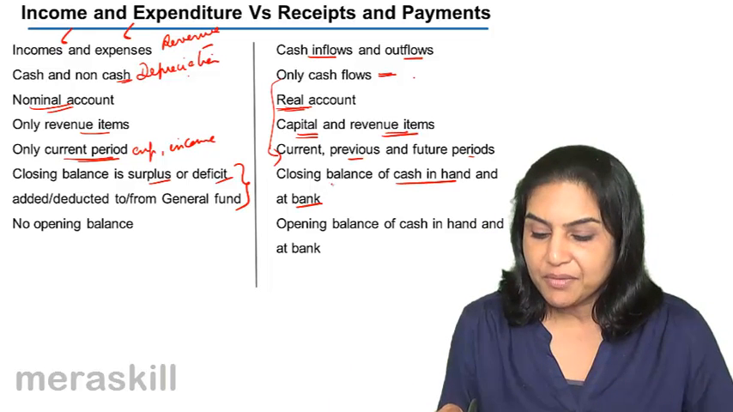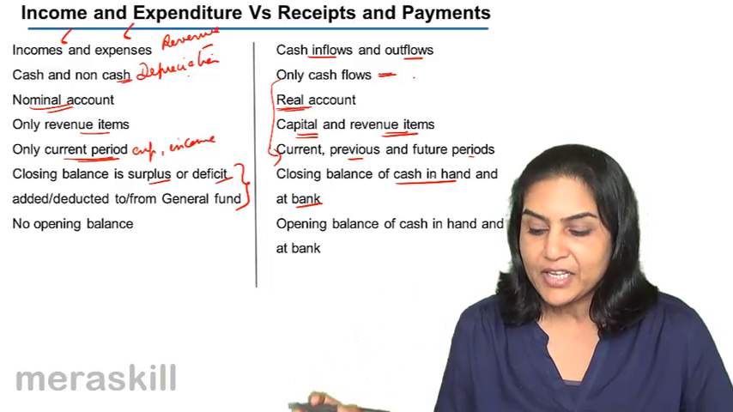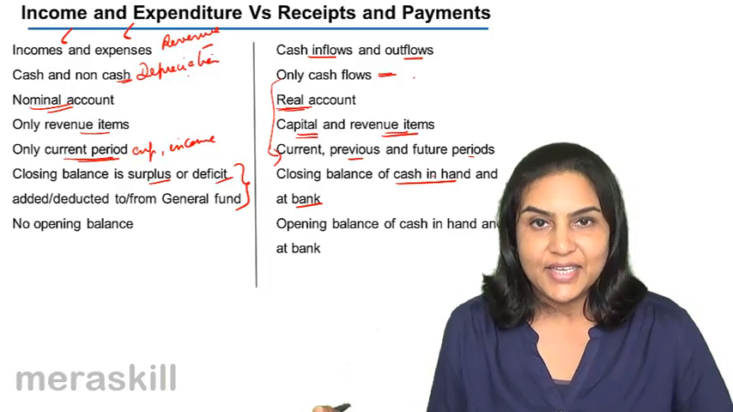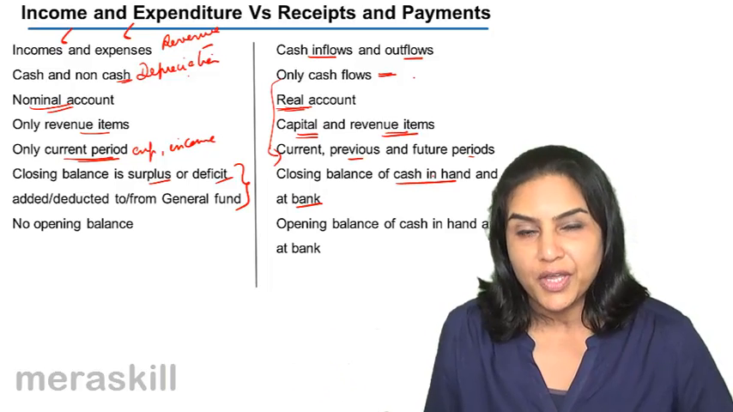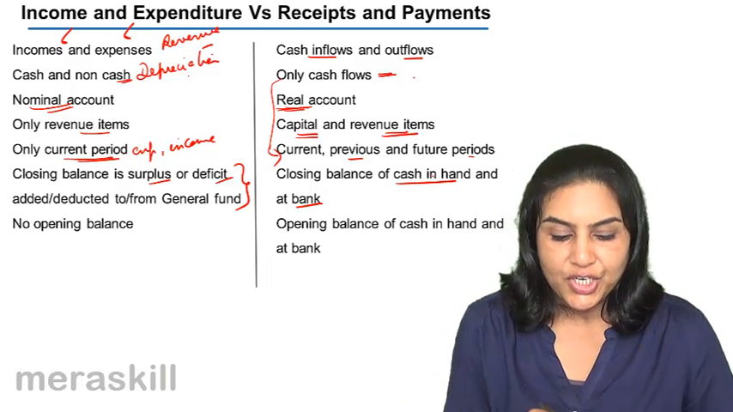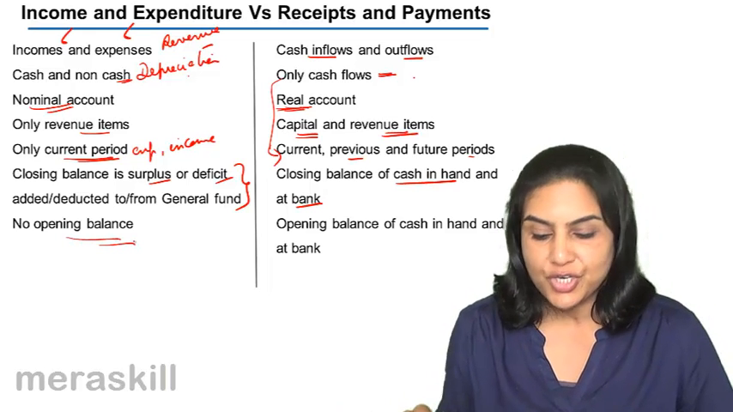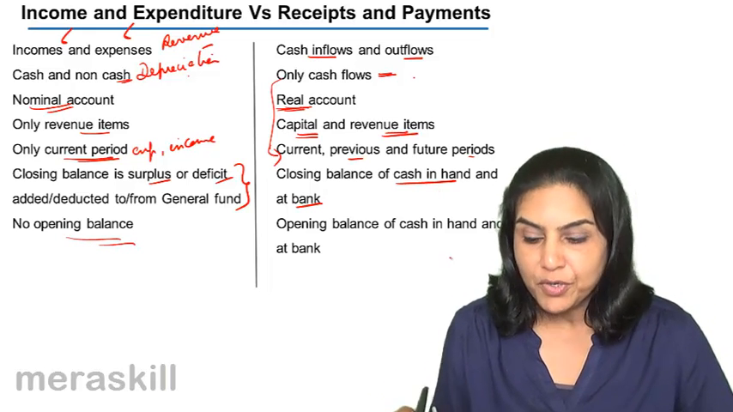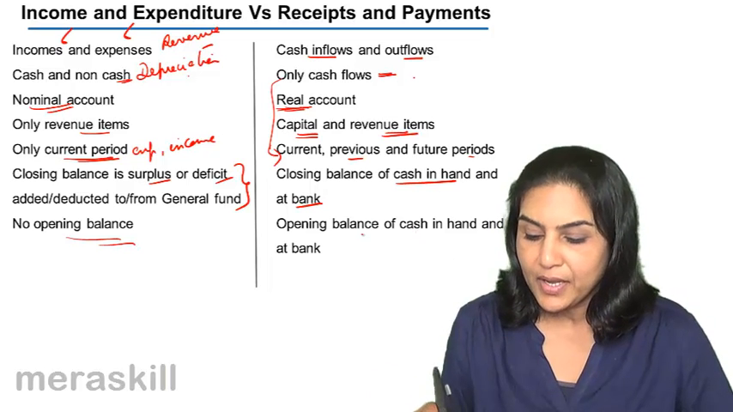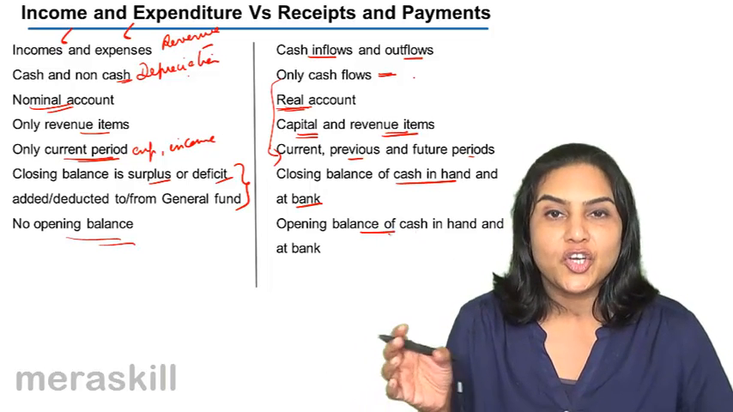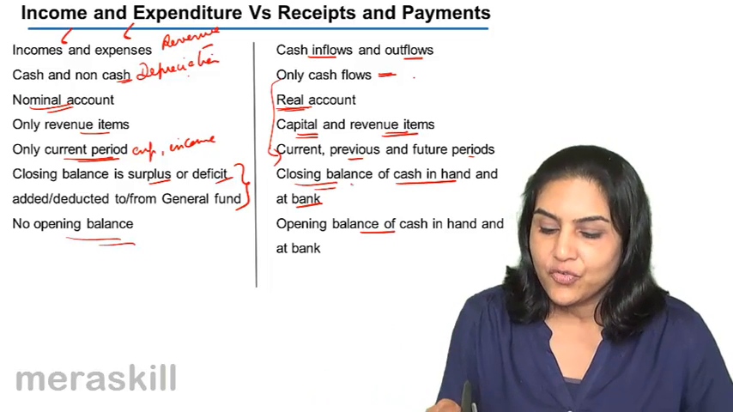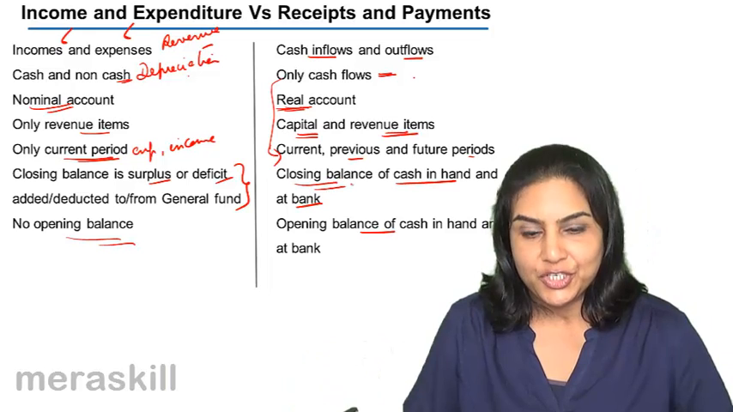But in case of receipts and payments, you get the closing balance of cash in hand and the closing balance of cash at bank. They are assets and shown on the assets side of the balance sheet. Income and expenditure does not have any opening balance to start with, but the receipts and payments is a cash book. It starts with the opening balance of cash, records all inflows, records all outflows of cash, and ends with the closing balance of cash.